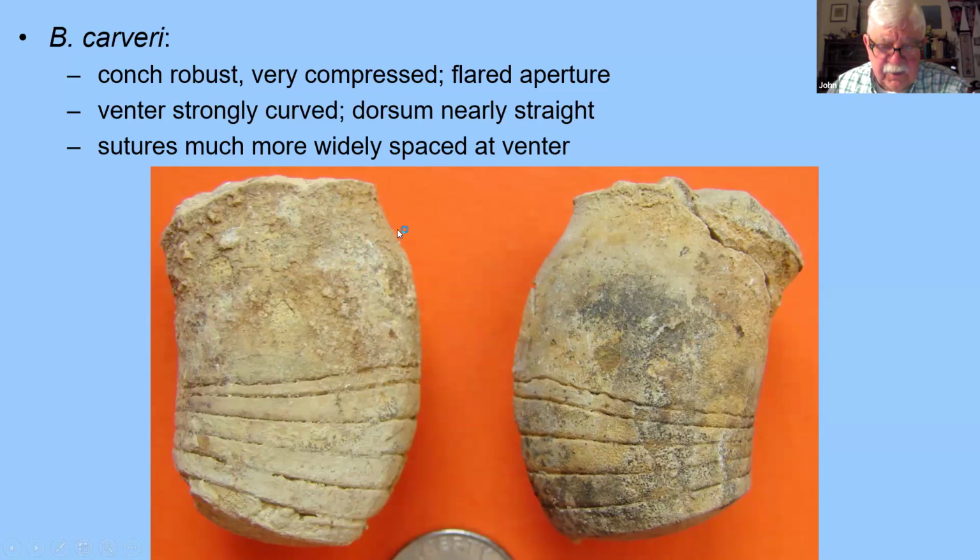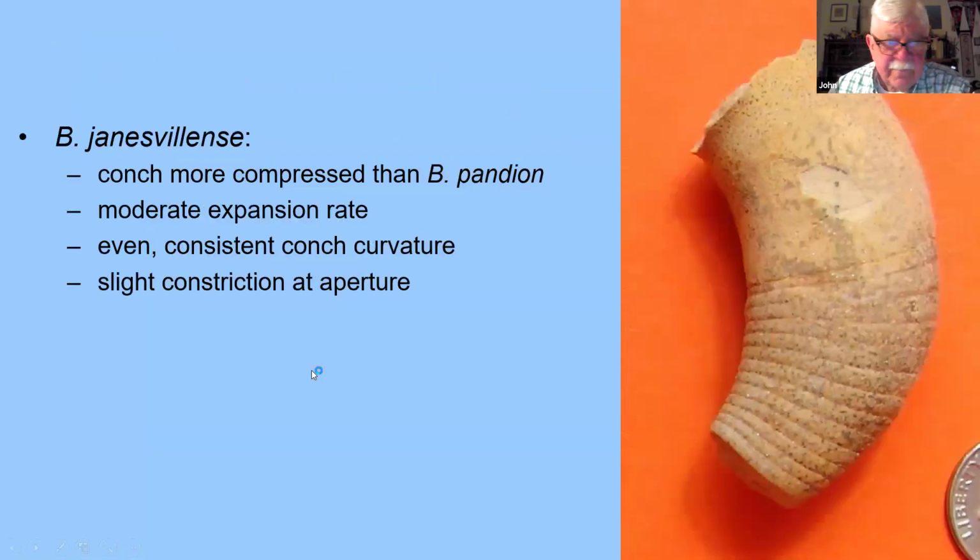Sutures much more widely spaced at the venter. You can see that. And if you look at these, they don't go straight across. They bend up here. That's where the saddle is. This would be the saddle. Sutures that bend toward the aperture. All right, that's a cool one.